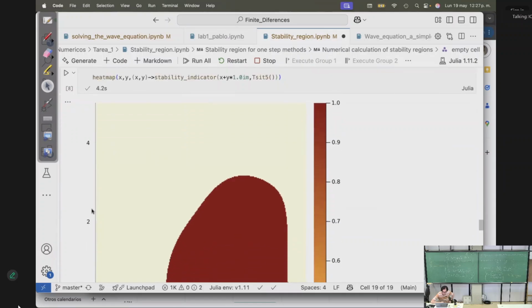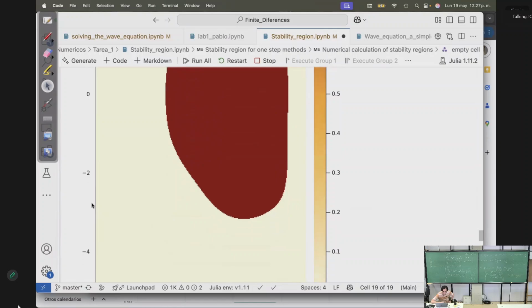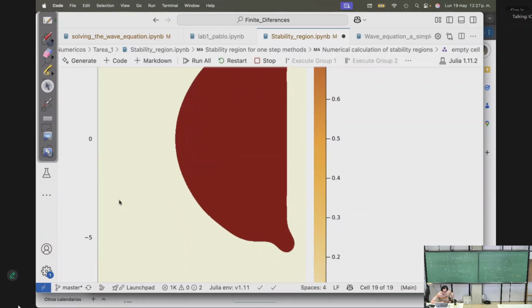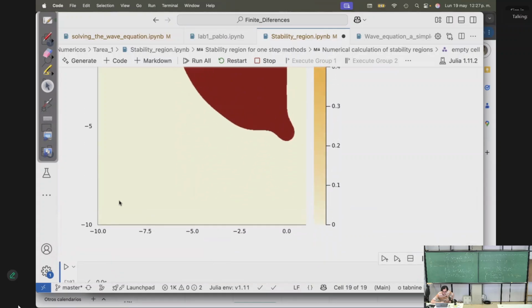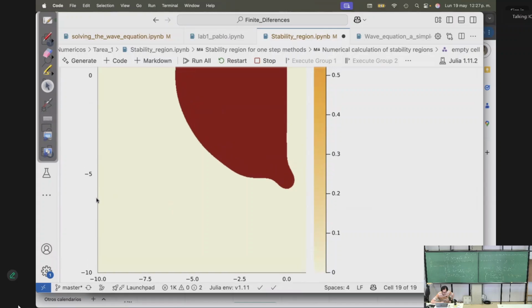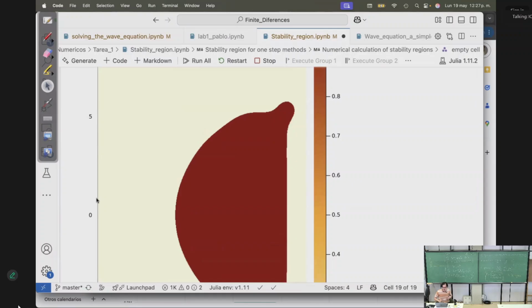Here we are going from 4 to minus 4 and up to minus 5 here, and here we have minus 7.5, and here we were, I don't know, minus 6, something like that. So that means that you can take a delta t a bit larger and it will converge, while the other method will maybe not do so. Okay.